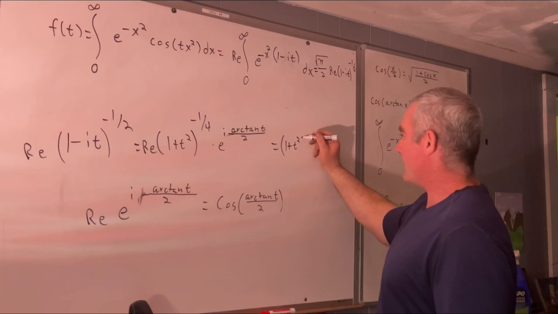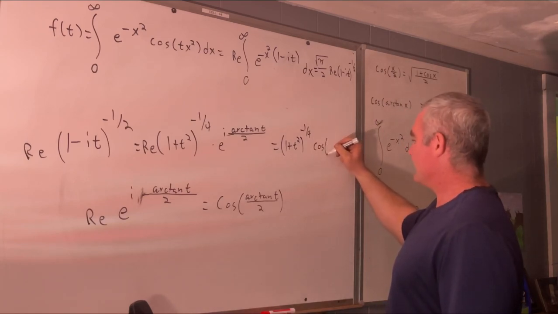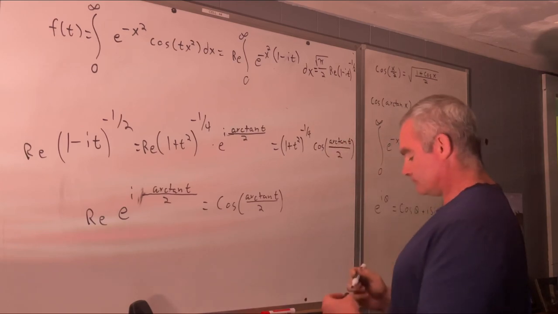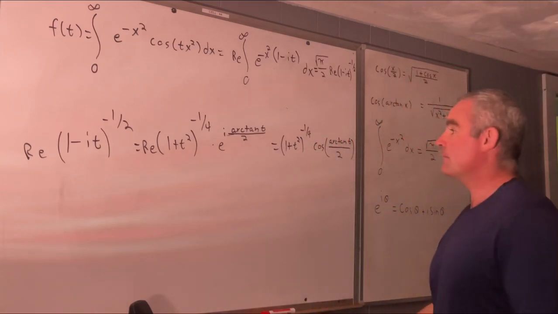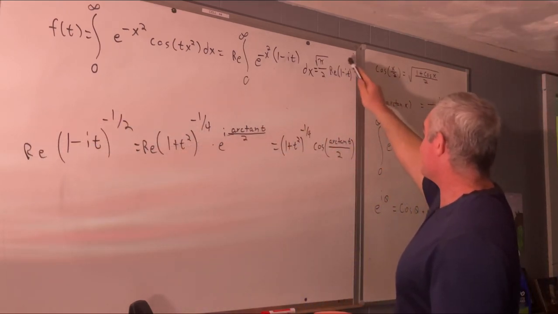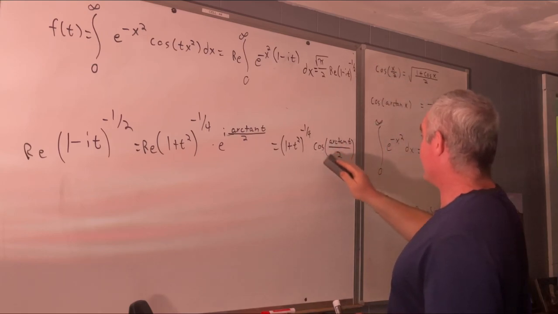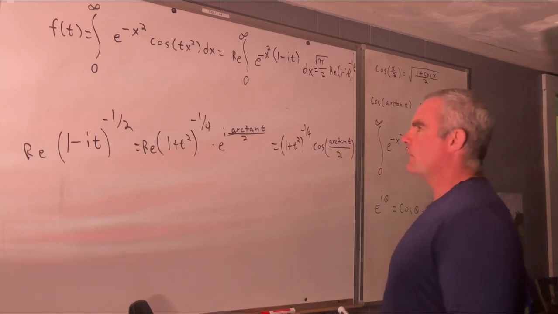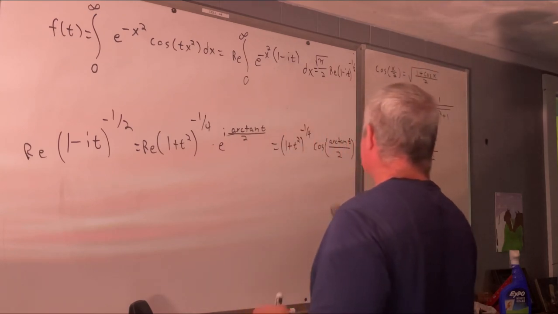1 plus t squared to the negative 1/4 times the real part of this, which is simply cosine of arctangent of t over 2. Okay, so that's the real part of this. That is this. So let's go ahead and replace the real part of this, and let's write it down below. I'll keep this.